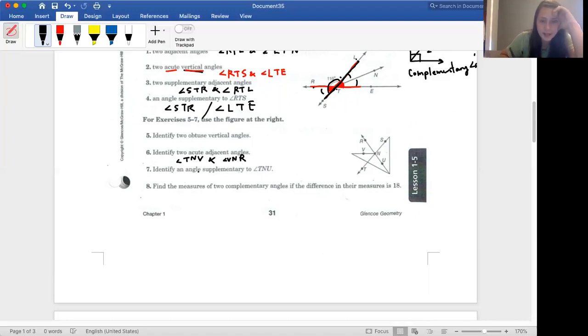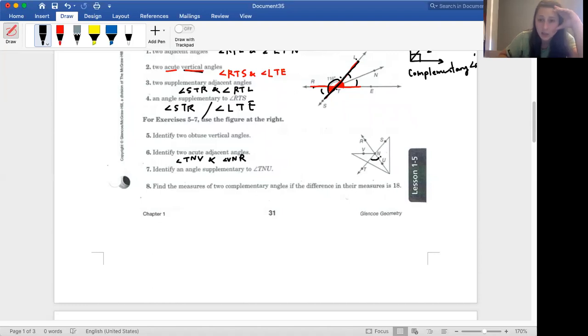Number 7, identify an angle supplementary to TNU. So TNU is right here. And when you add this other angle to this, it has to be 180 degrees or a line. So a good way to see if something is 180 degrees is that it makes a line.